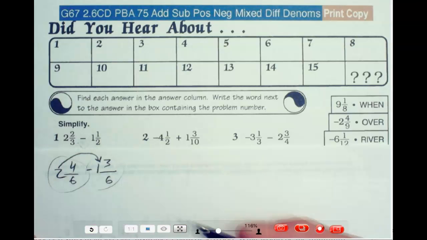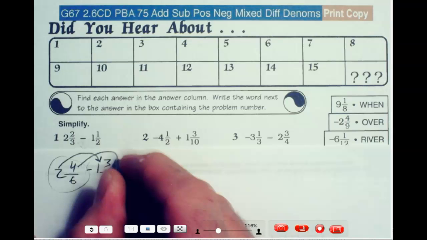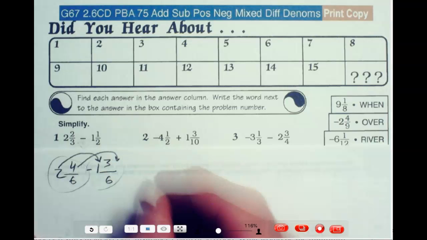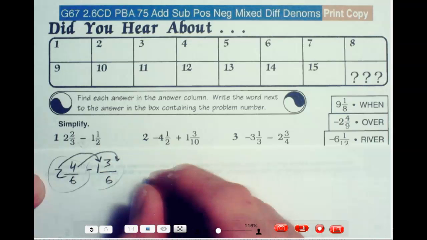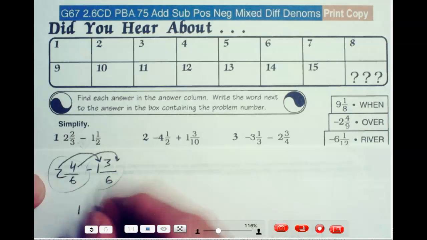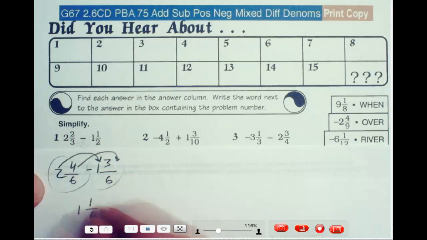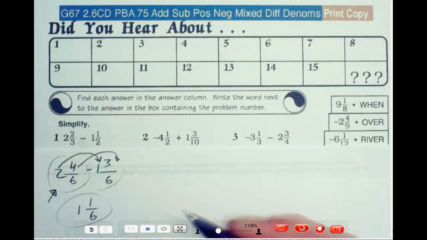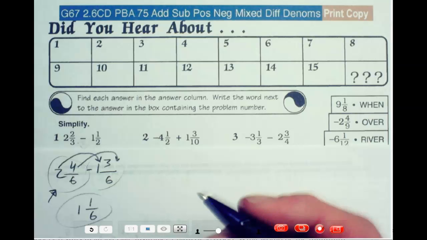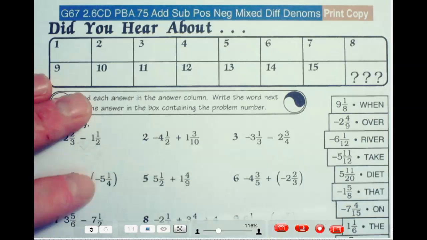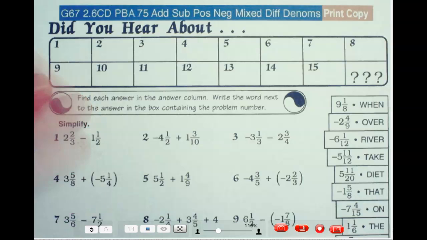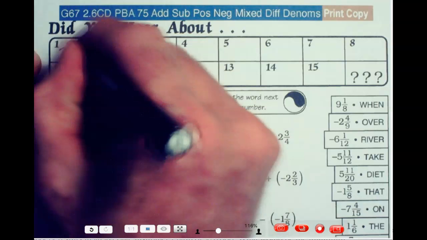I can do 2 minus 1. I can do 4 minus 3. So this is going to work out. 2 minus 1 is 1. And 4 minus 3 is 1/6. And this is positive because this has a greater absolute value. It's more positive than the other one is negative. So 1 and 1/6. And let me just go over here and look. 1 and 1/6. It looks like the. So for number 1, I write in the word the.